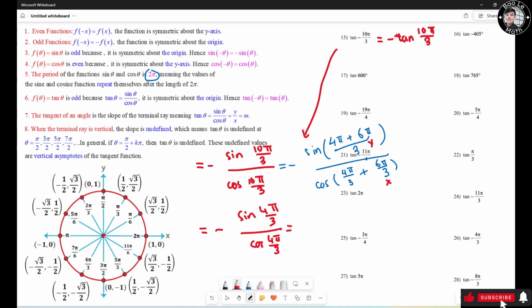Now sine of 4 pi over 3 is going to be the value of y right here. So it should be negative, and negative root 3 over 2 divided by negative 1/2 right here. So I multiply the top and bottom by 2, and this guy cancels out, this guy cancels out, negative gone. So the answer should be negative root 3, right?